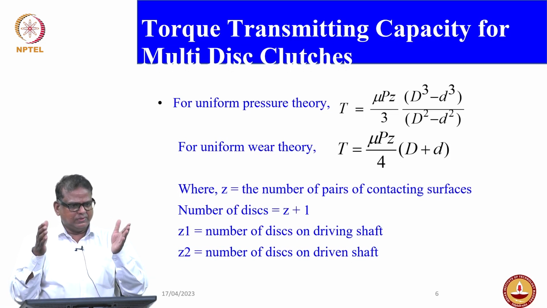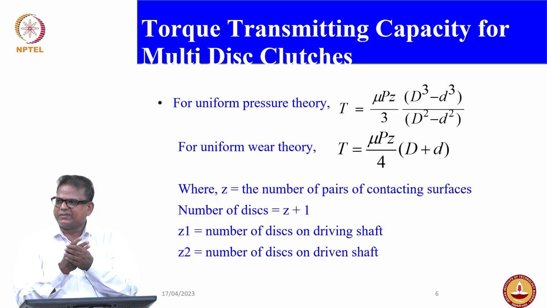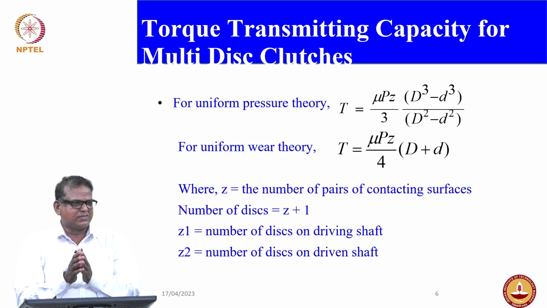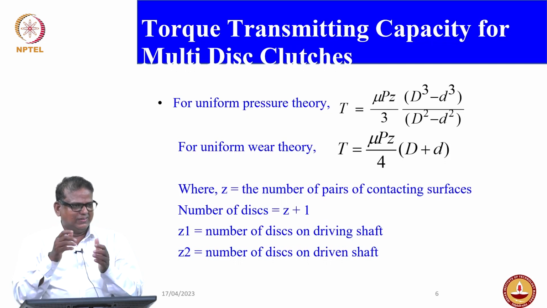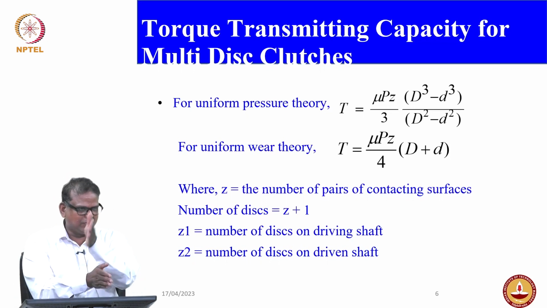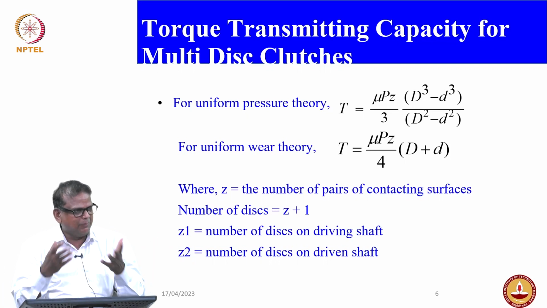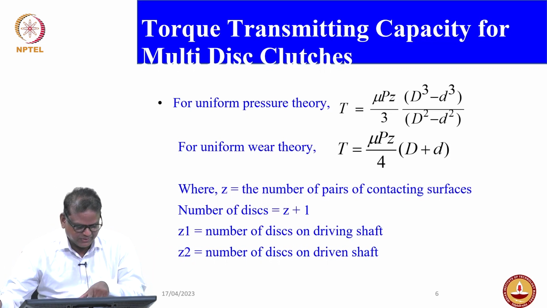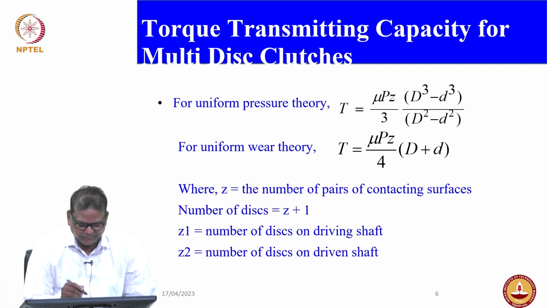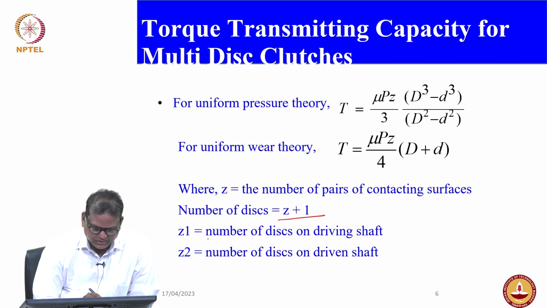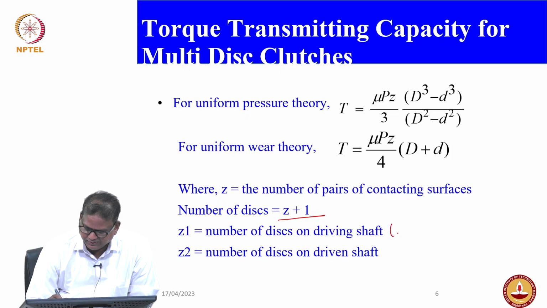Suppose I want to have 3 friction plates, so how many rotors do I need to have, assuming I have 3 stators? So rotor, stator, and it should end with the rotor, not the stator. So obviously the number of discs would be Z plus 1. So the number of discs will be Z plus 1. Z1 is the number of discs on the driving shaft, which is nothing but your rotor. And Z2 is the number of discs on the driven shaft, which is nothing but your stator.